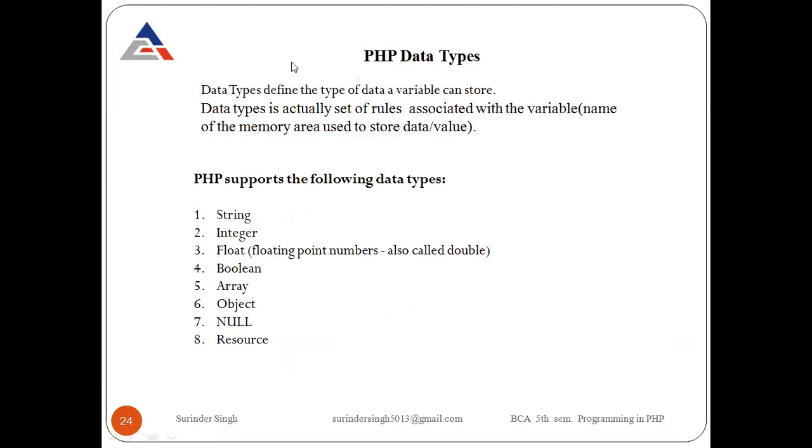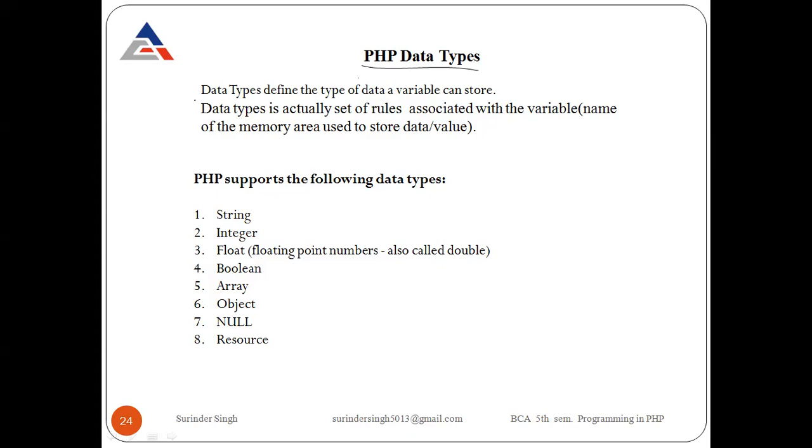We have seen how to declare variables, scope of variable, dynamic variables. Clear? And what is PHP scripting? Now next is PHP data types. What kind of data elements, what kind of types can PHP support?